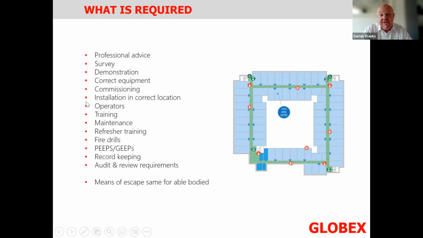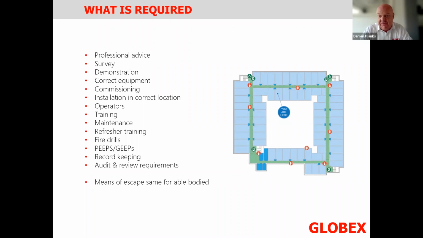Then once you've got the equipment, make sure you've got the right number of operators, which is important, and that the appropriate training is provided, which we'll look at shortly, together with maintenance and refresher training, as I said earlier, with the fire drills. Make sure you've got a PEEP process in place, because in a lot of cases there aren't PEEPs, and there needs to be a clear understanding of what an individual's requirements actually are.